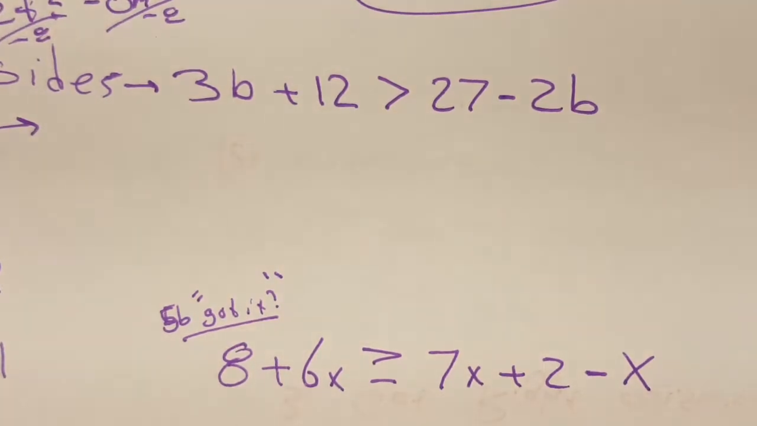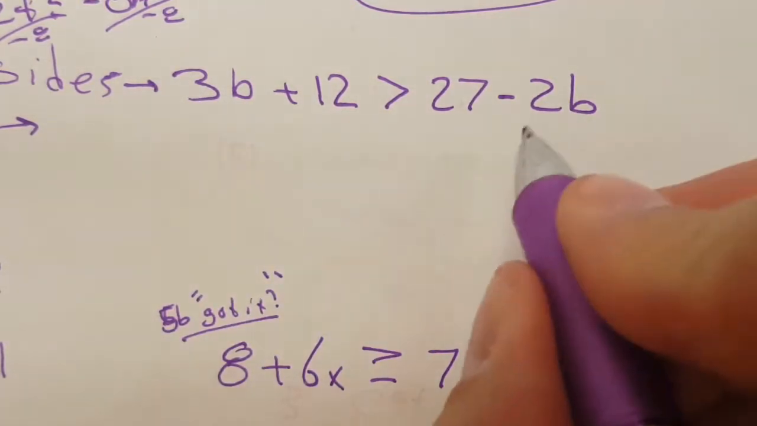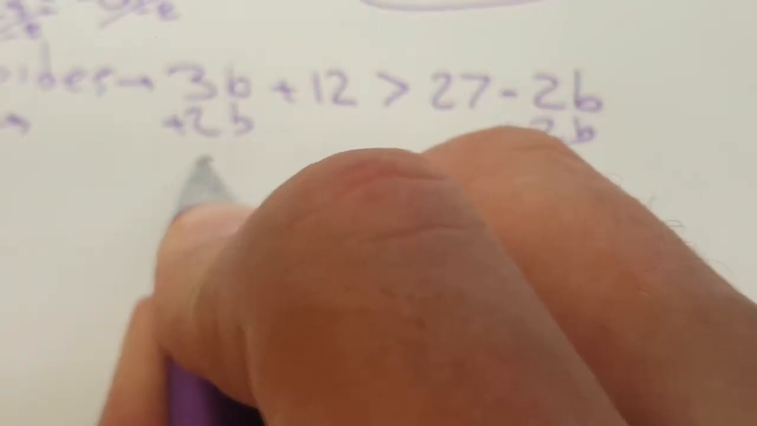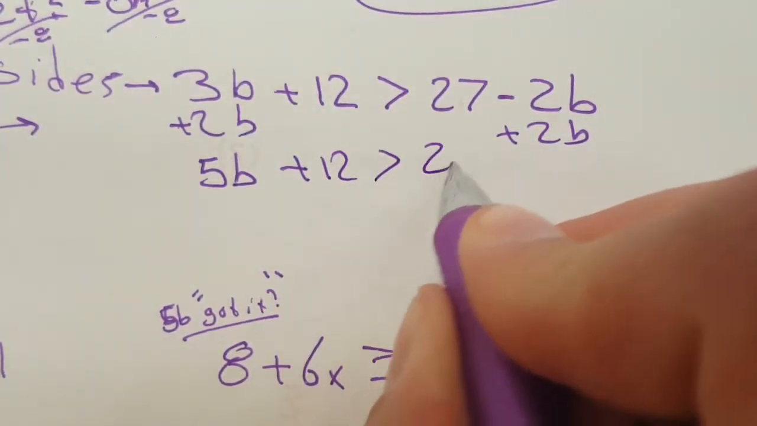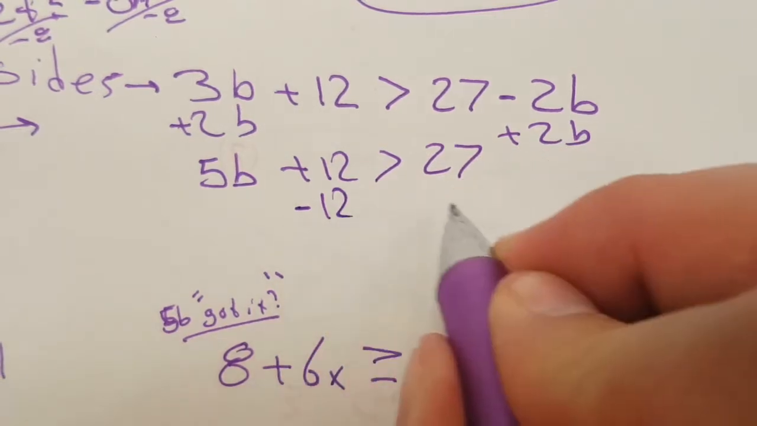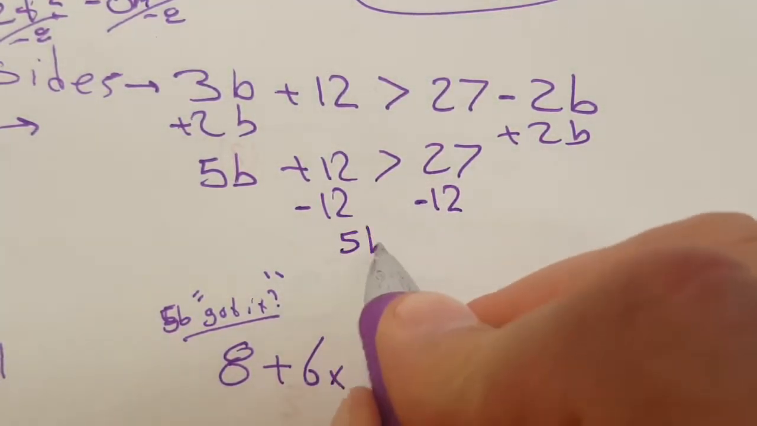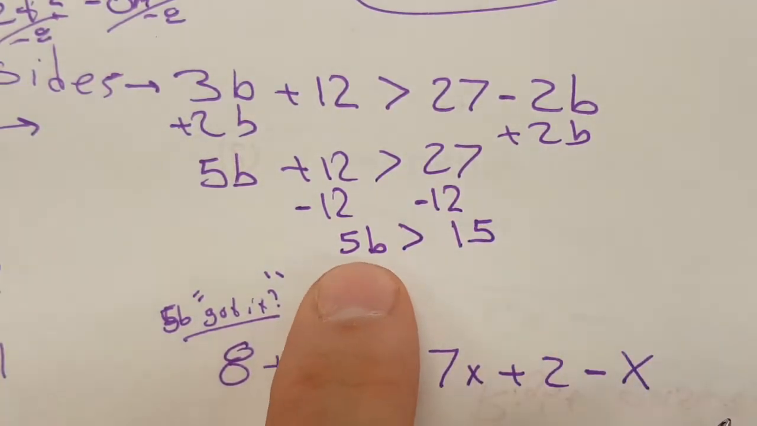So the whole idea when you solve equations like this is you want to get rid of the smaller variable, so let's do that. 3b, negative 2b, that's an easy decision right there. I'm going to add 2b to both sides, so 5b plus 12 greater than 27. The reason I always told you to get rid of the smaller variable is because I always want you to have a positive variable left over.